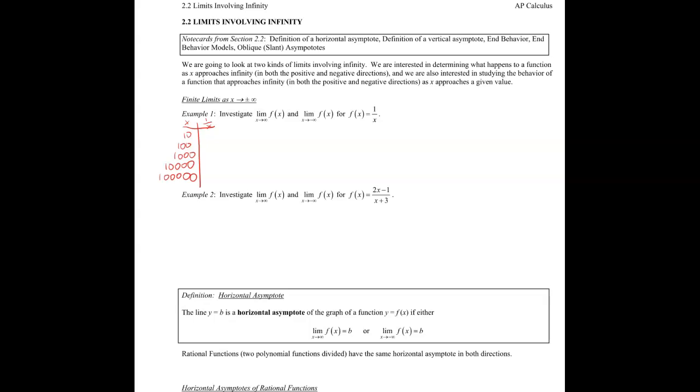So if I plug 10 in, I get 1/10, which is 0.1. If I plug in 100, I get 0.01. If I plug in 1,000, I get 0.001, etc., etc. So, seeing this, I can see that my limit as x approaches infinity of the function 1 over x should be getting closer and closer to 0 every time. That's what this side of the table tells me.